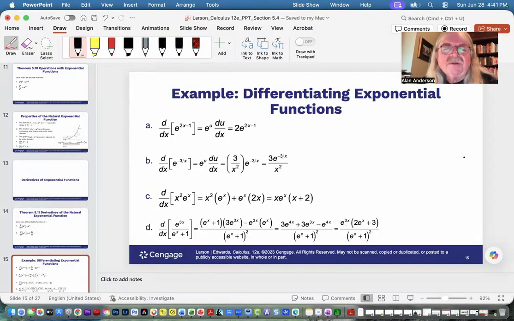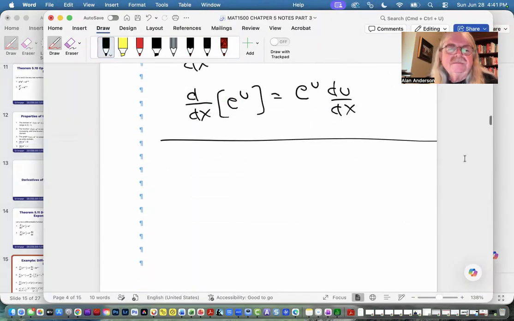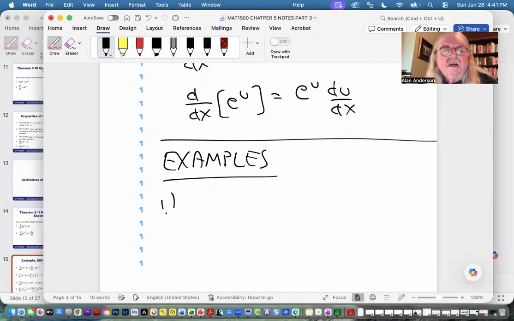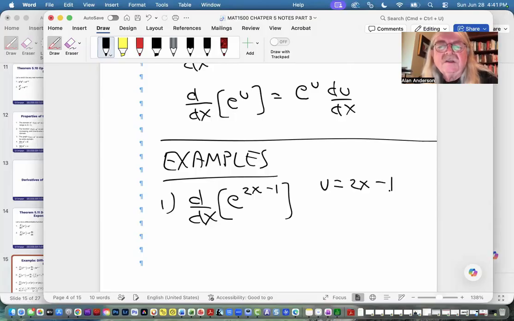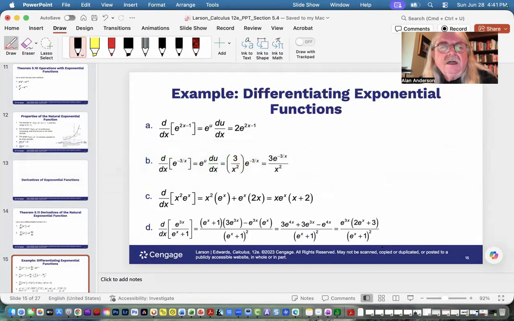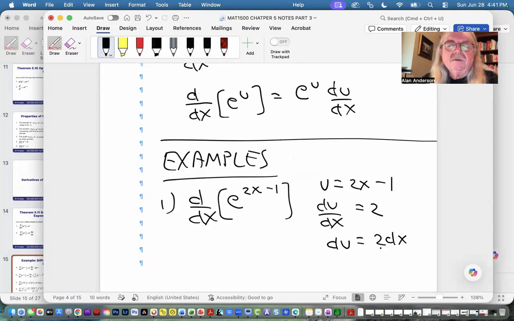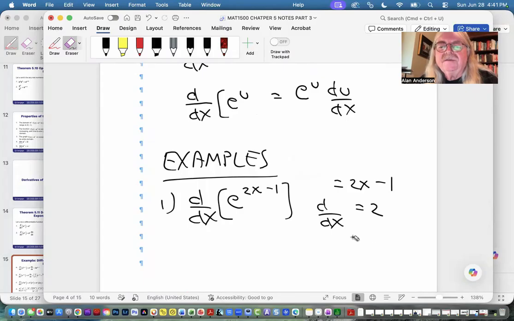So, we have some examples. Let's try these. All right, here we go. d dx of e to the 2x minus 1. So we'll let u equal 2x minus 1. Actually, we don't need the du part. It's just du dx. That's fine.